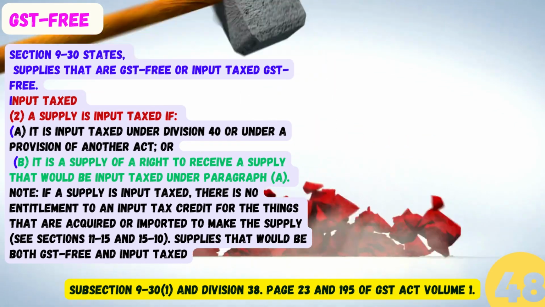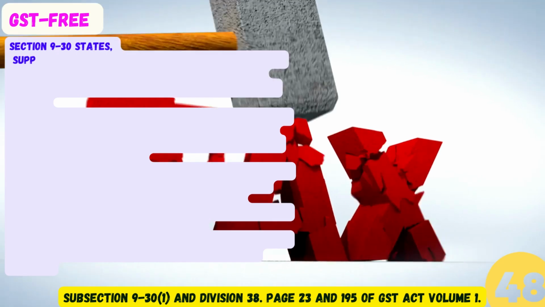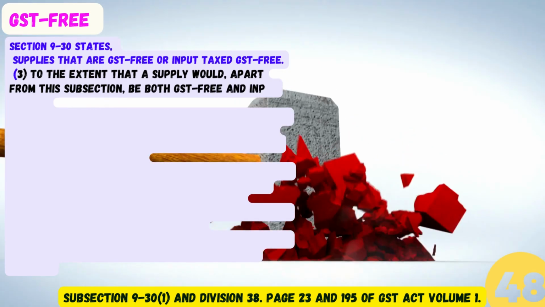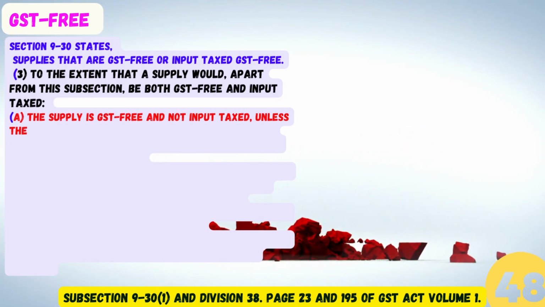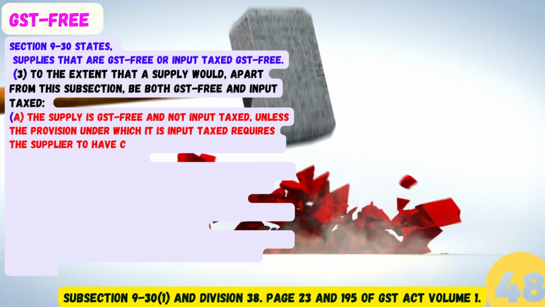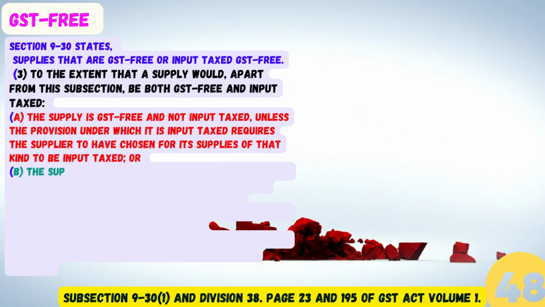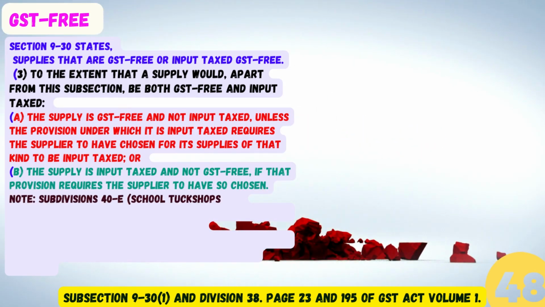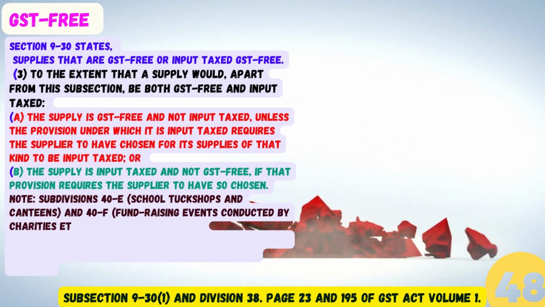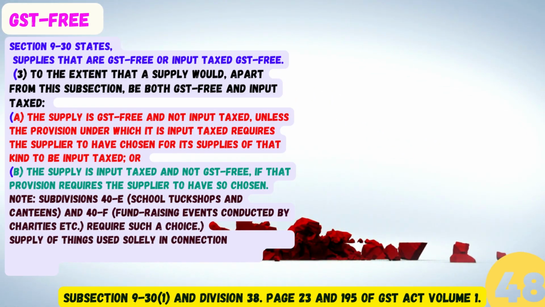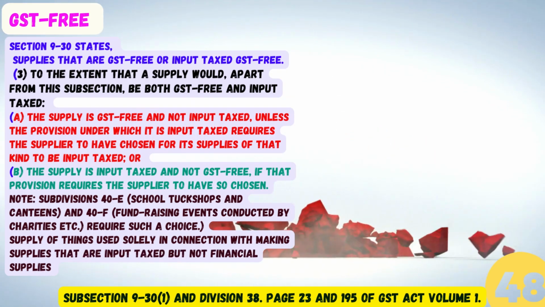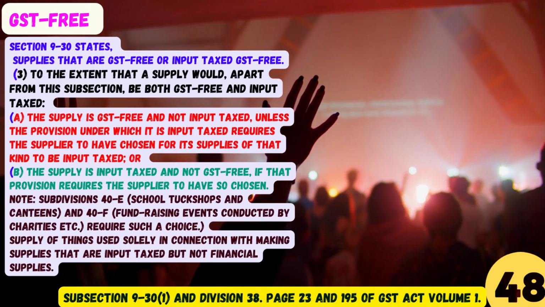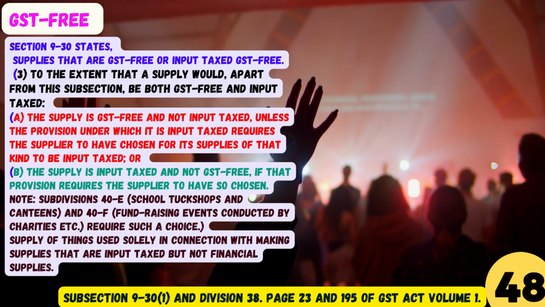Supplies that would be both GST free and input taxed. 3. To the extent that a supply would, apart from this subsection, be both GST free and input taxed. A. The supply is GST free and not input taxed unless the provision under which it is input taxed requires the supplier to have chosen for its supplies of that kind to be input taxed. Or B. The supply is input taxed and not GST free if that provision requires the supplier to have so chosen. Note: subdivisions 40E, school tuck shops and canteens, and 40F, fundraising events conducted by charities etc., require such a choice.